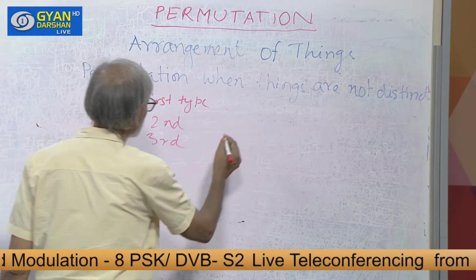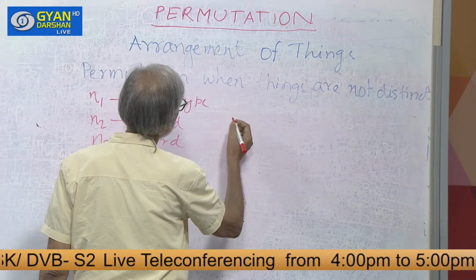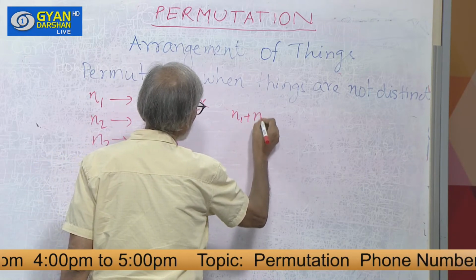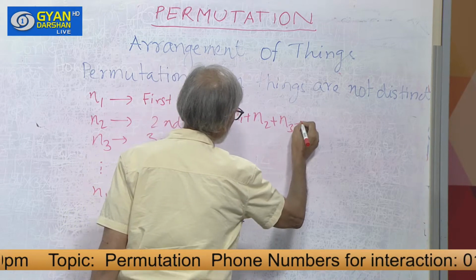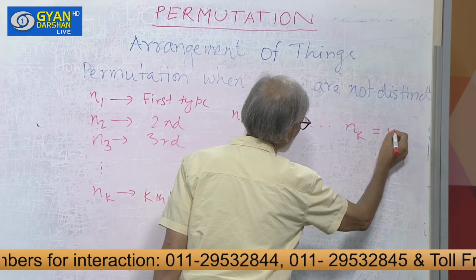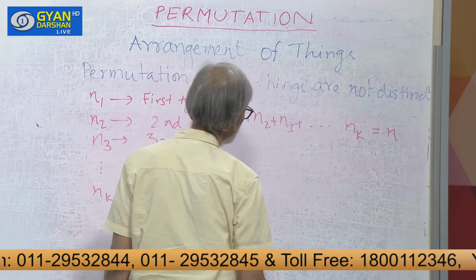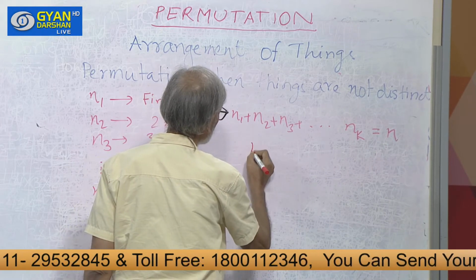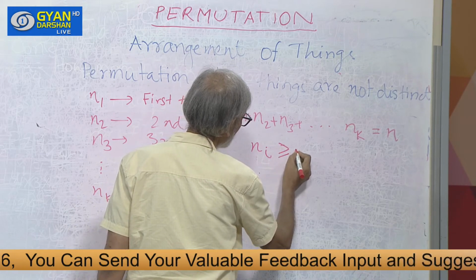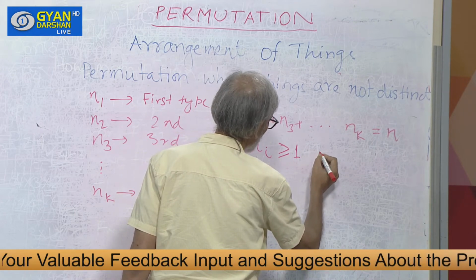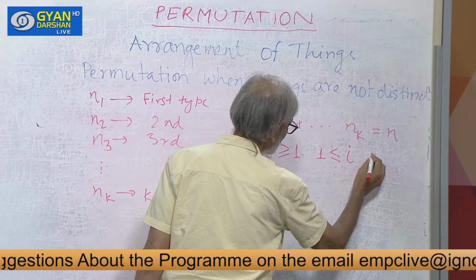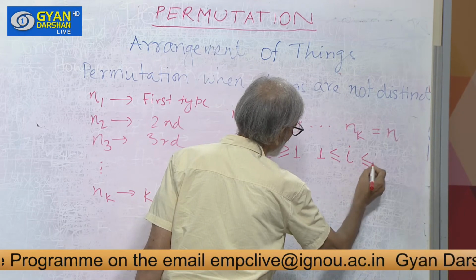Here what is required? There are n number of things. So, n1 plus n2 plus n3 up to nk is equal to n, and ni is greater than or equal to 1, and i varies from 1 to k.